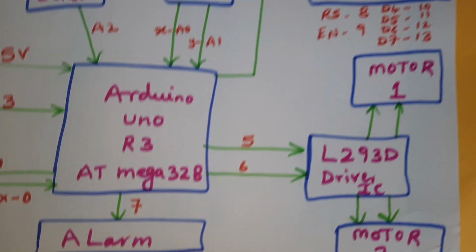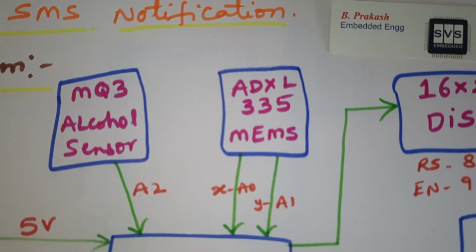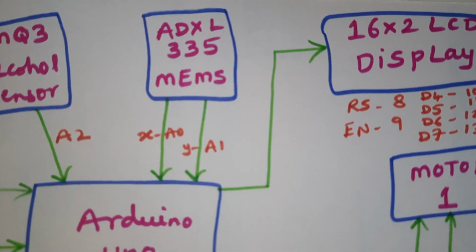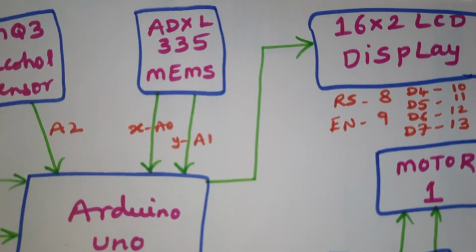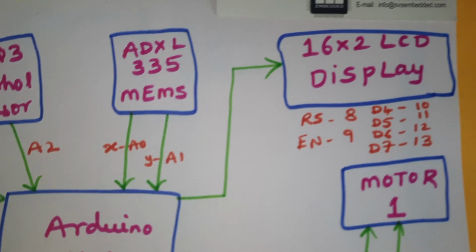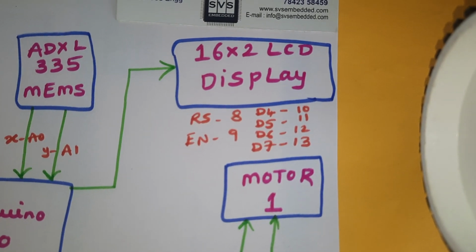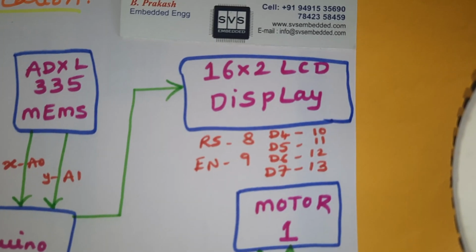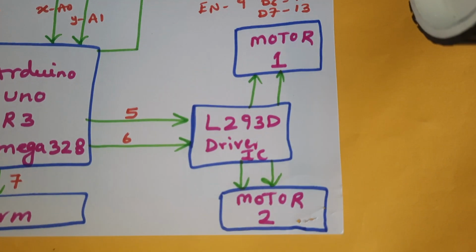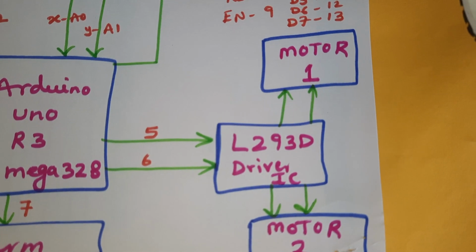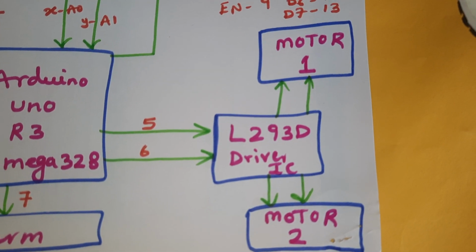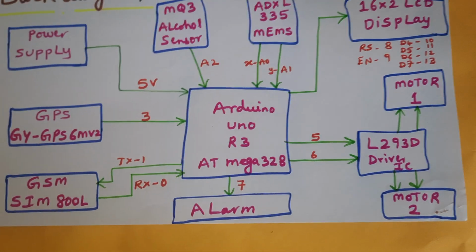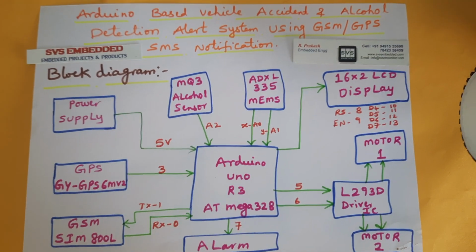The alarm is connected to the 7th pin. The MQ3 alcohol sensor is connected to A2. The ADXL335 accelerometer sensor is connected with X coordinate and Y coordinate to the analog pins A0 and A1. The 16x2 LCD display is connected with RS, enable, D4, D5, D6, D7, GPIO pin numbers 8, 9, 10, 11, 12, 13, and one L293D quadruple H-bridge driver IC is used for DC motor driving. Motor 1 and motor 2 are connected to the 5 and 6 PWM pin numbers. So this is our total block diagram of the project.